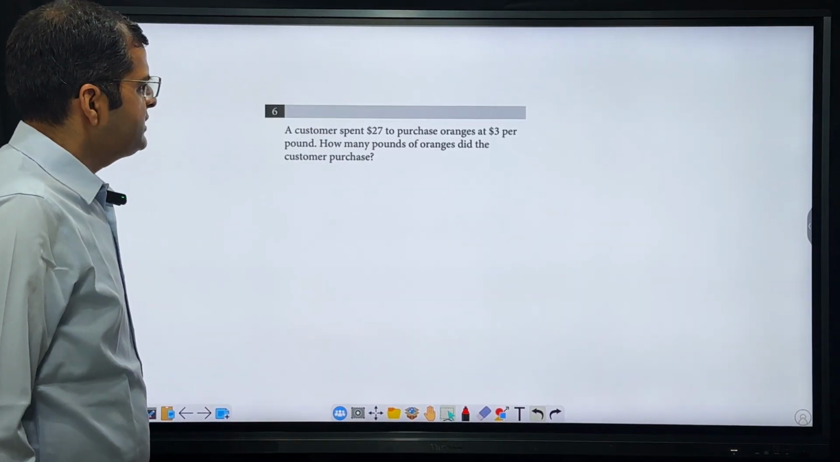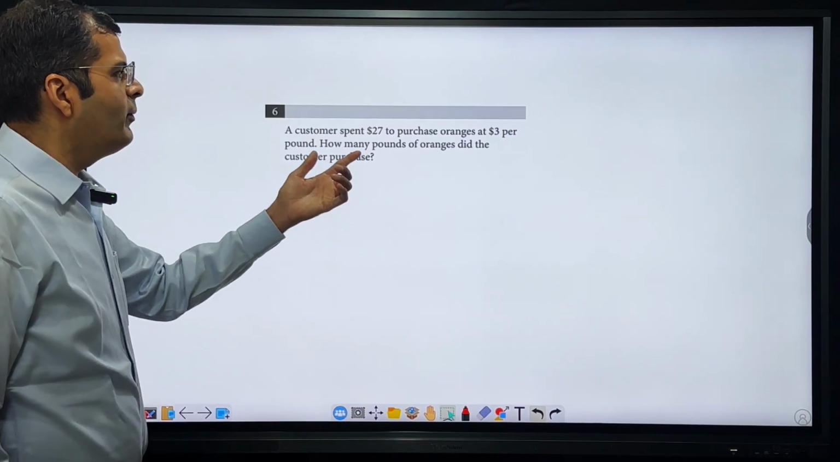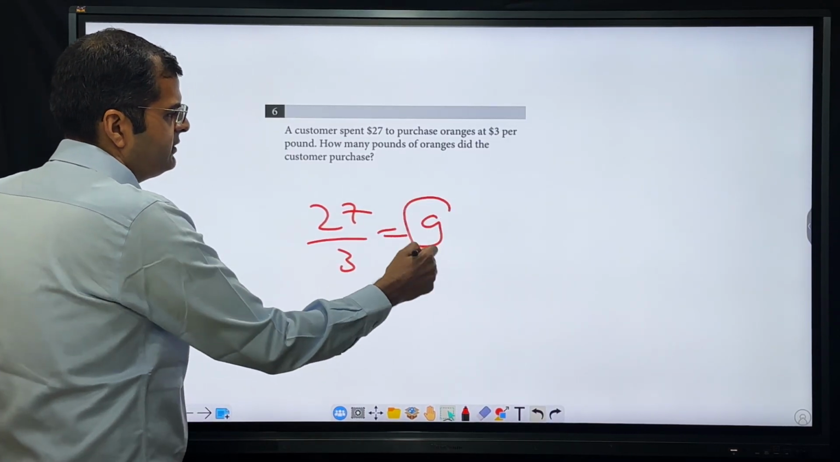Now sixth, it says a customer spent $27 to purchase oranges at $3 per pound. How many pounds of oranges did the customer purchase? That is 27 by 3, which is 9. So 9 is the answer here.